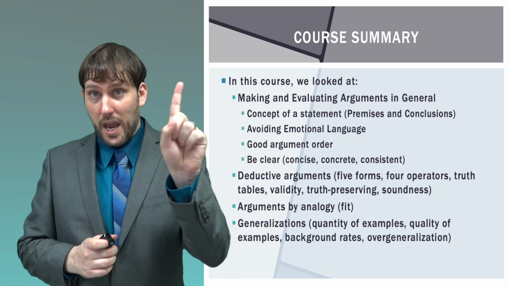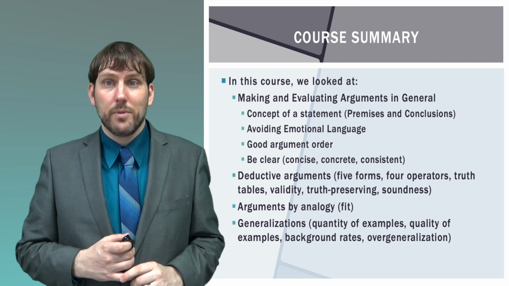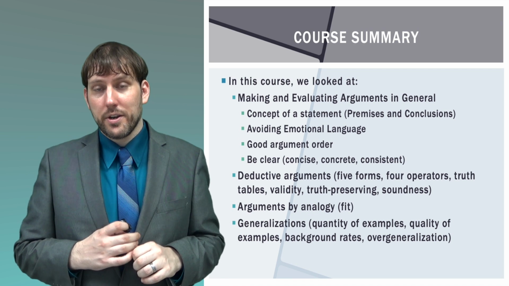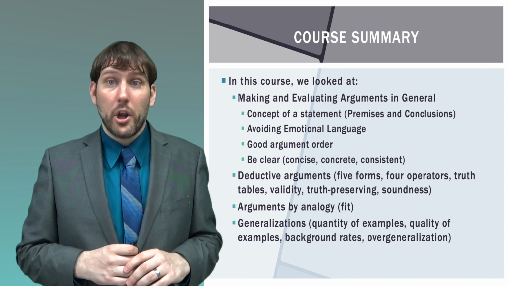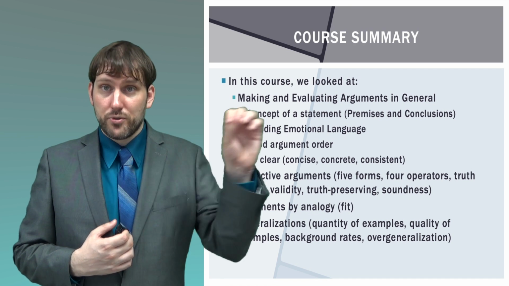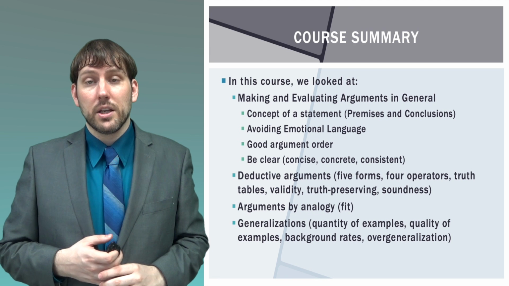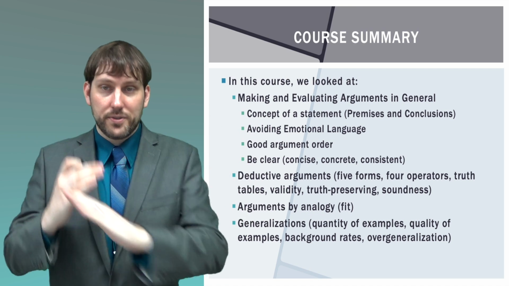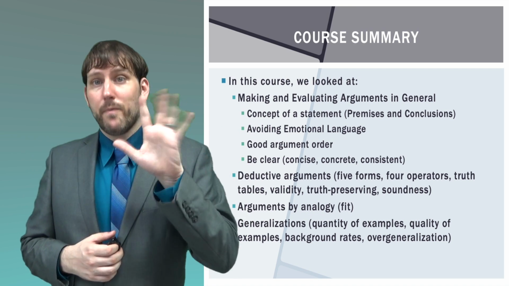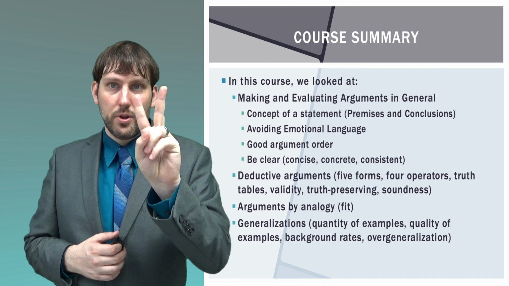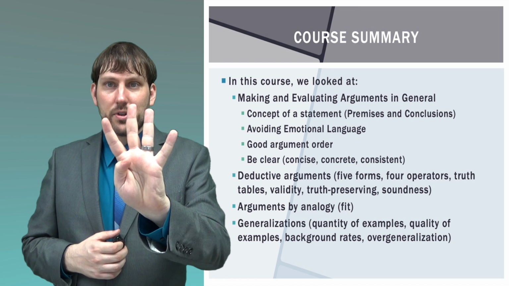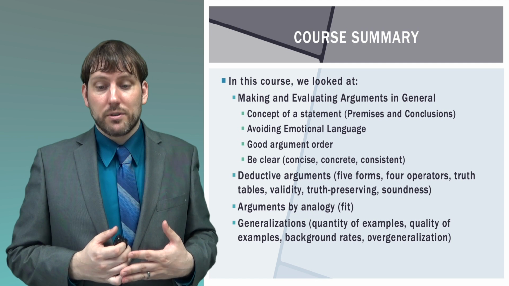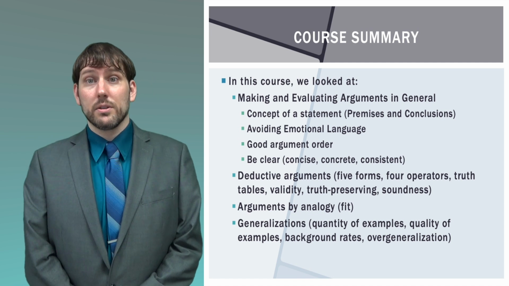We looked at 4 operators: and, which is true when both claims are true, and in all other cases false; or, which is true when either claim is true, and is only false when none of the claims are true; not, which is the opposite of whatever the value was, so if it's true it's false, if it's false it's true; and the conditional, which is true in every case except when the left-hand part is true and the right-hand part is false. In all other cases, it's true. 5 standard forms: modus ponens, modus tollens, disjunctive syllogism, hypothetical syllogism, and dilemma. So we also looked at truth tables, so we went in detail on how to make those and how to check for validity. We also looked at arguments by analogy.